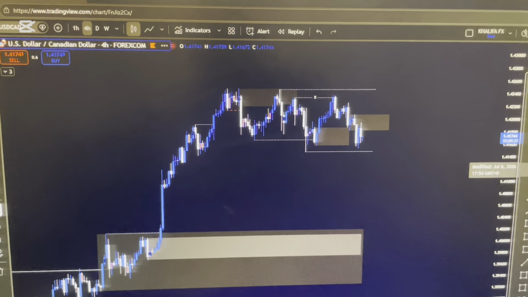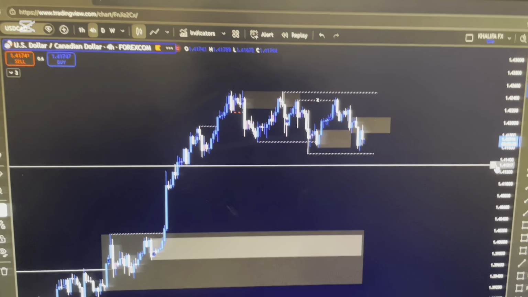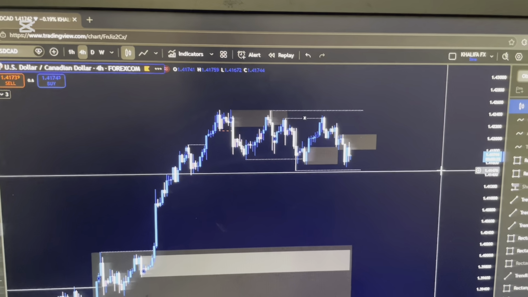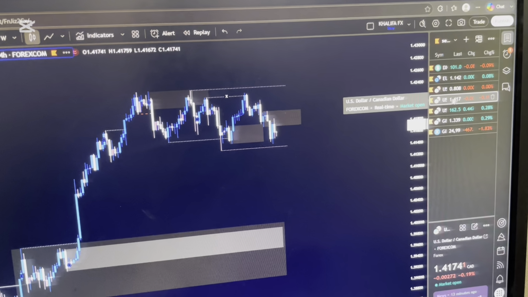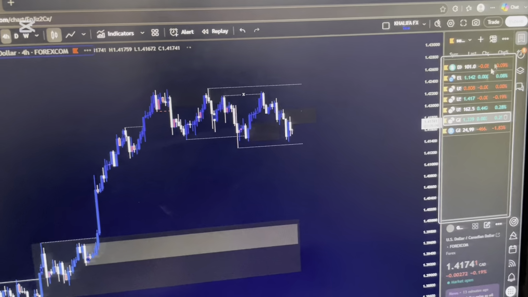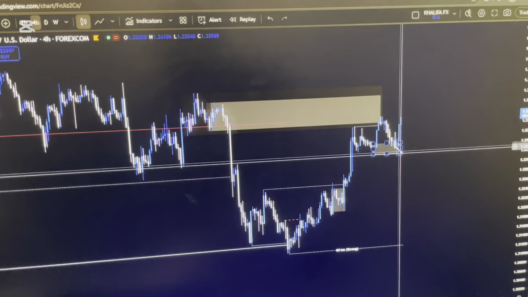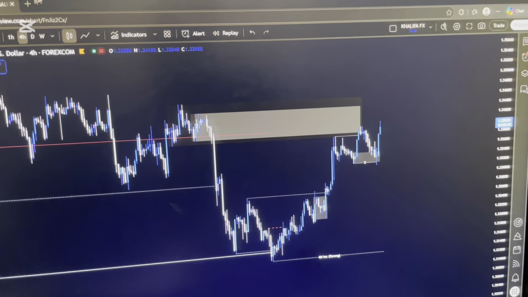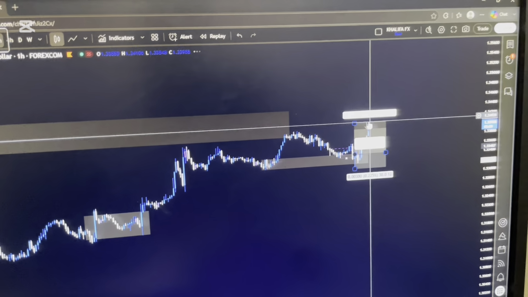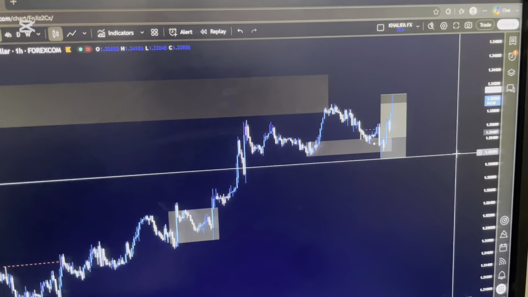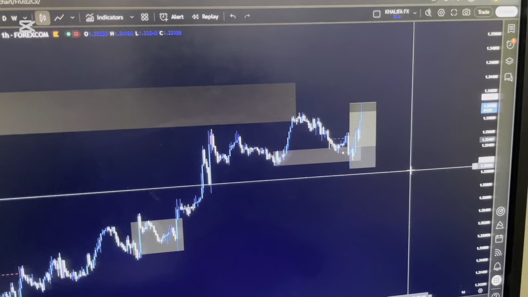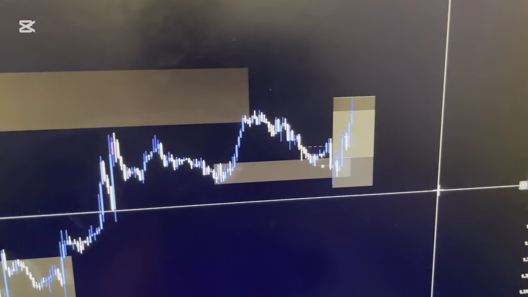And then the other one that I took is on GBP USD. So let's go to GBP USD. So GBP USD is here, right? So here is the trade. I took the trade somewhere here, and my take profit is just up here. And this trade missed my take profit a little bit, but let's see how it goes.